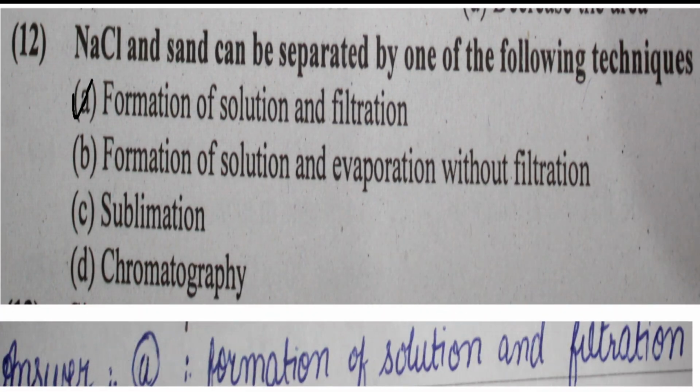Next is NaCl and sand can be separated by one of the following techniques. So the mixture of NaCl and sand can be separated by dissolving the mixture into the water. NaCl will be dissolved while the sand will remain insoluble. First we use filtration to separate sand from the solution. After that by evaporation NaCl crystals will be obtained. So option A, formation of solution and filtration, is going to be our right answer.